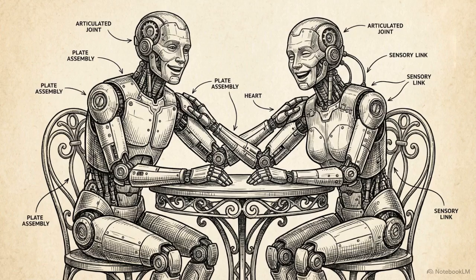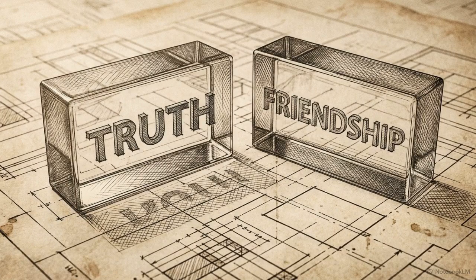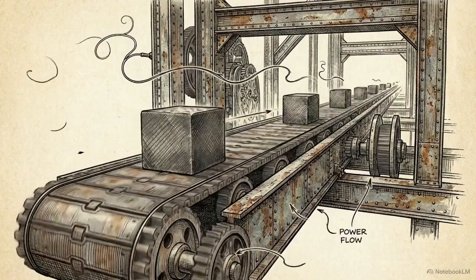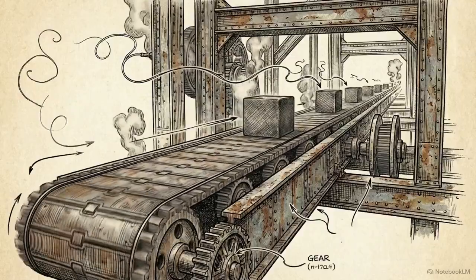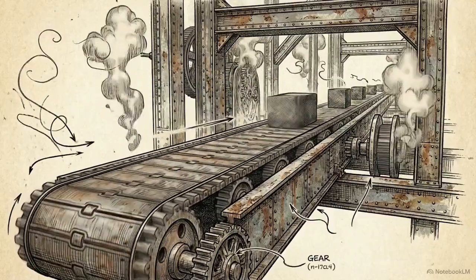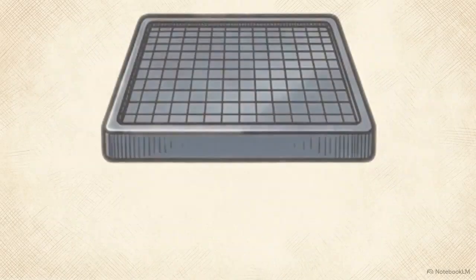Then there are abstract nouns. These represent ideas, qualities, or conditions, things like truth or friendship that have no physical reality but still function as building blocks. These categories determine the structural rules a noun must follow before it ever reaches the assembly line of a sentence. Every sentence has an engine, the subject.